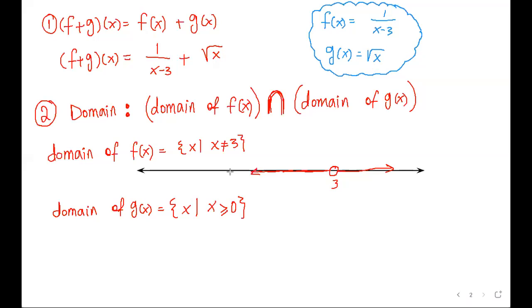Again, I have to draw the real line. This is my real line. And from the zero, here is number 3. This is 0 here, and it goes to infinity.